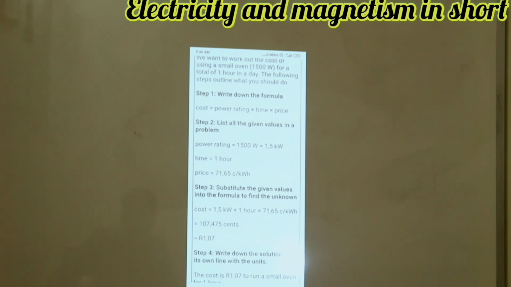So time is taking us 1 hour, and the price is 71.65 cent. So what is the cost? For calculating cost, what is the equation? Power rating multiplied by time, then multiply with the price. So you will get the value. So power you must use in kilowatt, time you must always use in hour, and these two multiply with the price. Price here it is 71.65 cent. So total is 1 rand 07 cent.